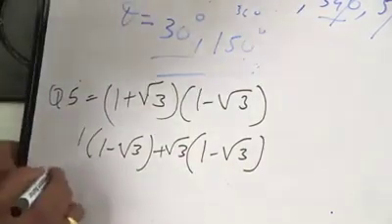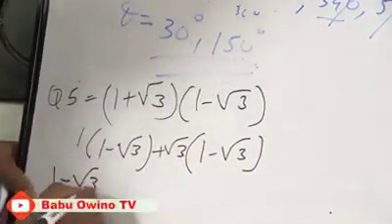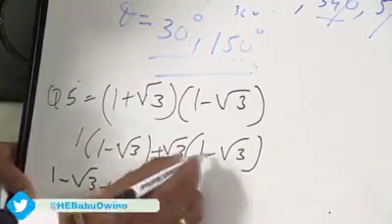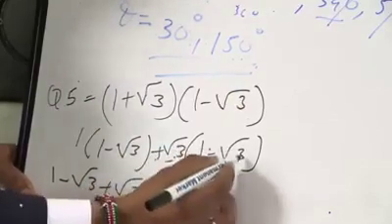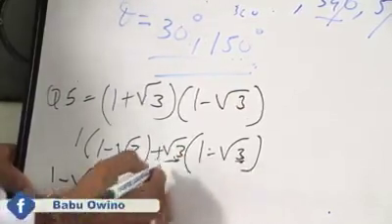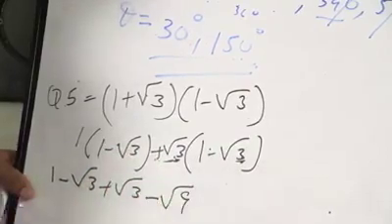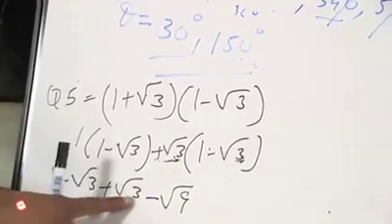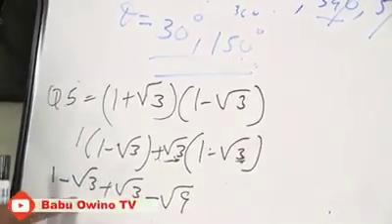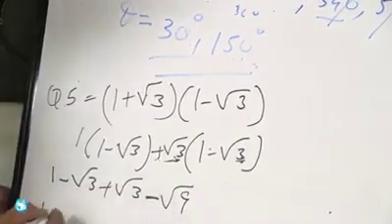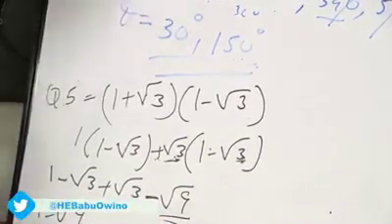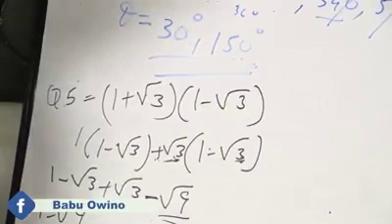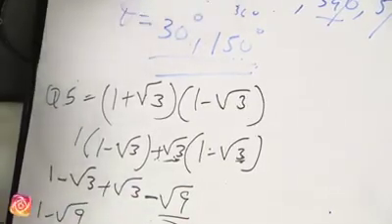1 times 1 is 1, minus 1 times root 3 is root 3, plus root 3 times 1 is root 3. Then plus times minus is minus. Root 3 times root 3, just multiply what's inside the roots. That is root 9. Therefore, 1 minus root 3 plus root 3 is 0. It's the same as 0 minus root 9. Root 9 is 3. You get 1 minus 3 is minus 2.